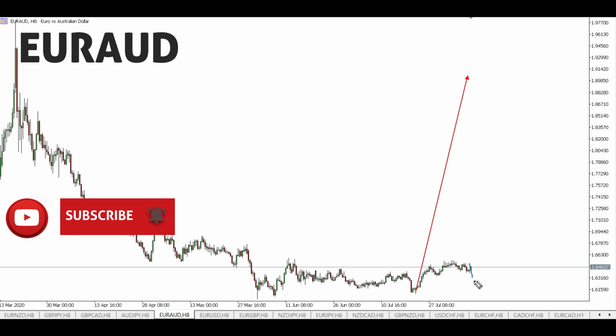We're only expecting this pullback here up to this point. Then we can be getting an up move. That's our bias. Our bias is up. Any down move, we'll be rejecting it. We're not looking forward to taking it. Only buy setups all the way up to this point.